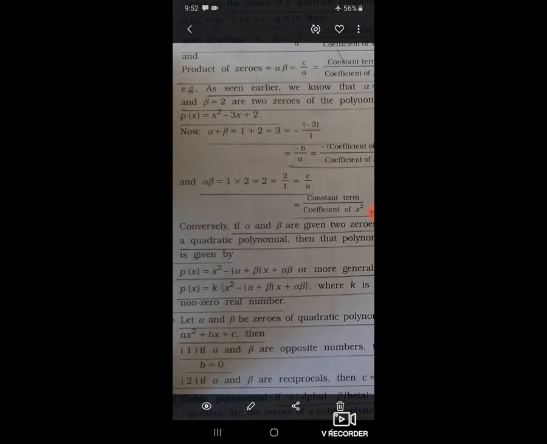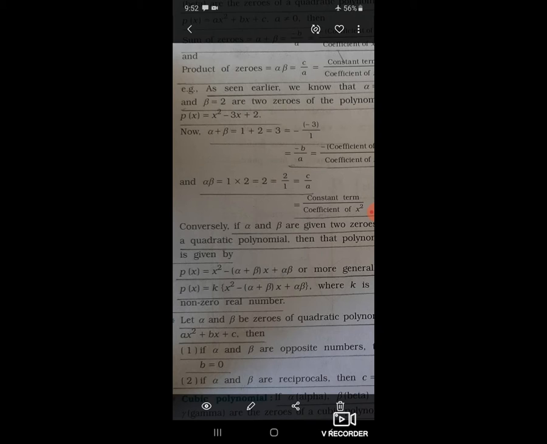For example, as seen earlier, we know that alpha equal to 1 and beta equal to 2 are two zeros of the polynomial p(x) = x² − 3x + 2. See the page carefully. Our polynomial x² − 3x + 2 has two zeros, alpha equal to 1 and beta equal to 2. Now alpha plus beta is equal to 1 plus 2 equal to 3.